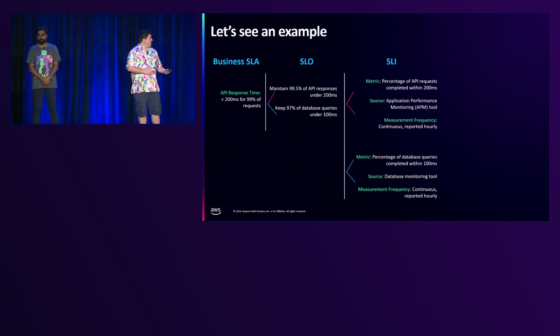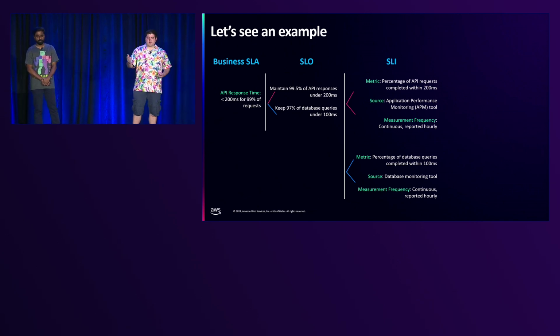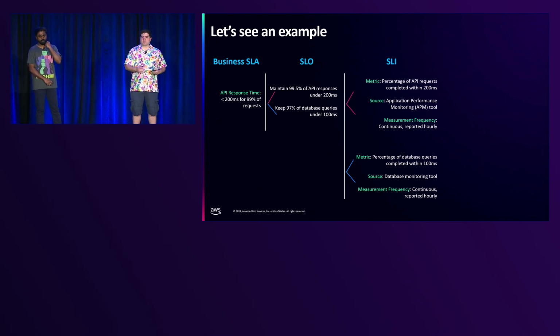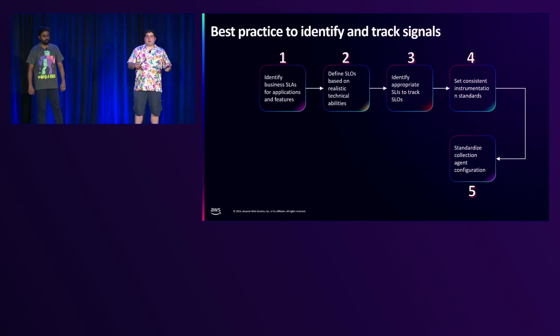And then from a database standpoint, we want to think of percentage of database queries completed within 100 milliseconds. Of course, that can come from any database monitoring tool, right? So this is the metric we want to look at. But then you say, now we have an SLI, and hey, it's easy to do it for 2 signals, right? Maybe even for 1 application, right?